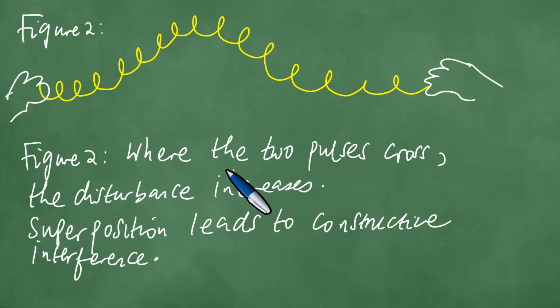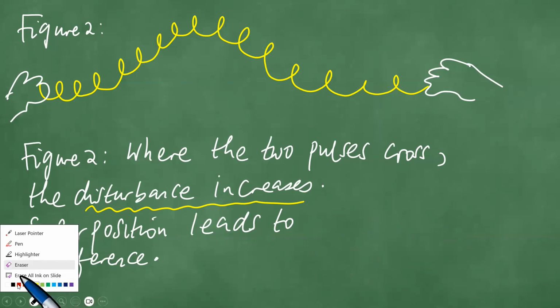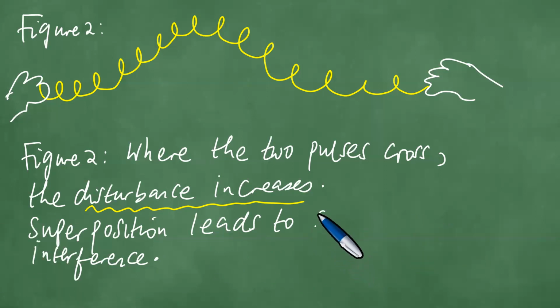Figure two, where the two pulses cross. When they combine, they form a big disturbance, so the disturbance increases. Superposition leads to constructive interference. Constructive interference, okay. So you continue. Constructive interference.